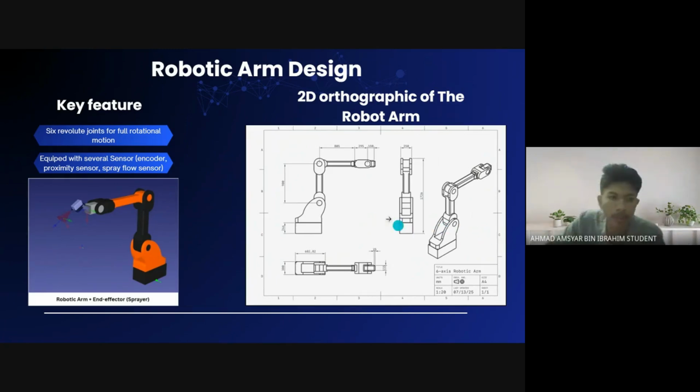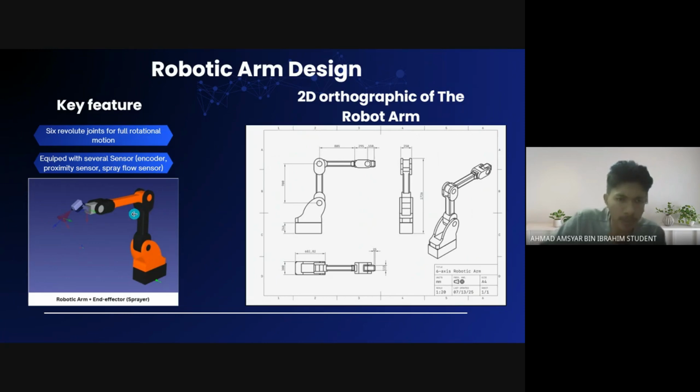So next part is me. For the robotic arm design, we have a few features. The main one is the revolute joints for full rotational motion, and then we equip it with several sensors like encoders, a proximity sensor, and a spray flow sensor. For the encoder, we put one at each joint to get the value for the rotation and the degree of movement.